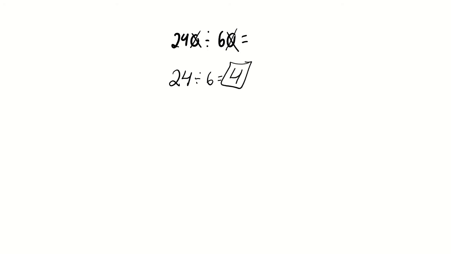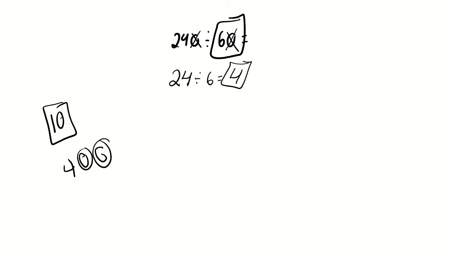Let's go with another one. 240 divided by 60. So we cancel out any zeros. Bring the rest down. So we have 24 and we have 6. 24 divided by 6 is none other than 4. It's that simple. Now, as you can see with the 60, the rule doesn't just apply to 10. It applies to any number that has a 0 after it.